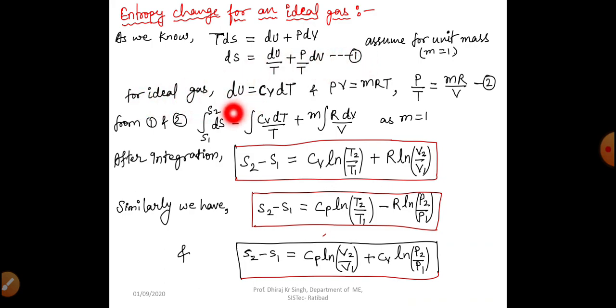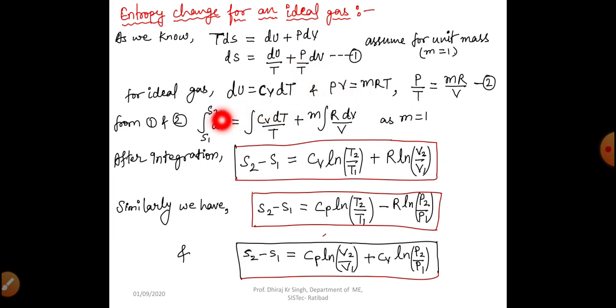For an ideal gas, we all know dU equal to mCv dT and PV equal to mRT. Here we have assumed the derivation for unit mass, so m equal to 1. So dU equal to Cv dT, and we can write PV equal to mRT as P by T equal to mR by V, taking V to the right hand side denominator. So we will put the value of P by T equal to mR by V in equation number 1.